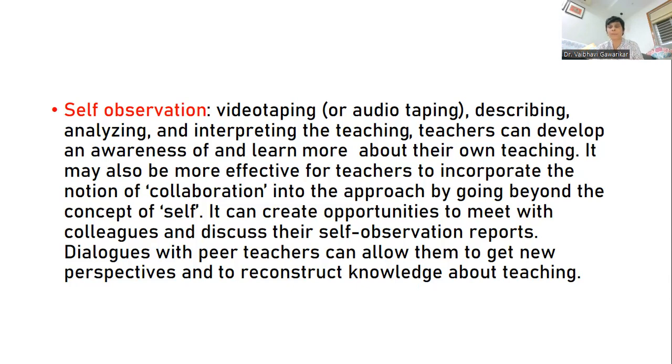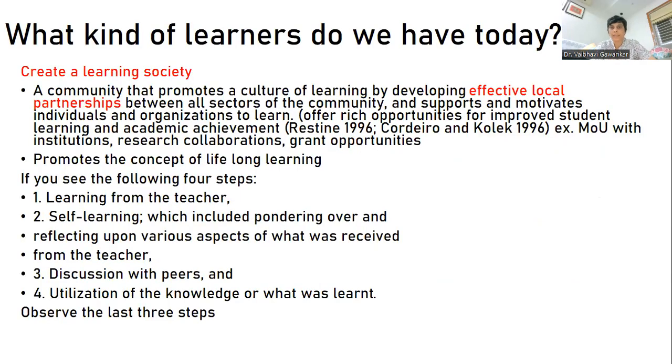It might so happen that you might see something in you which nobody is able to tell you, but you are able to identify. That identification may help you to discuss the problem with your co-teachers, and that's how you can improve and reconstruct. And the third point that we'll begin today is, what kind of learners do we have today?